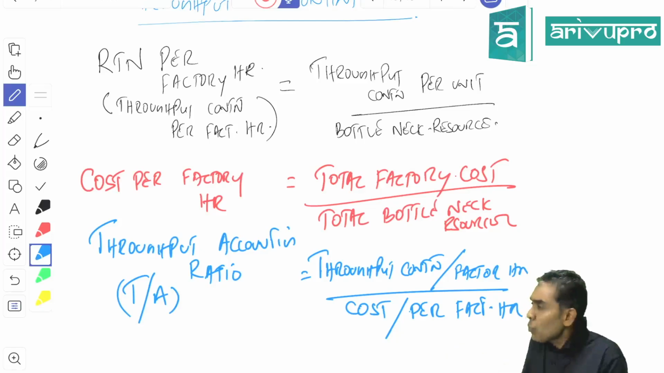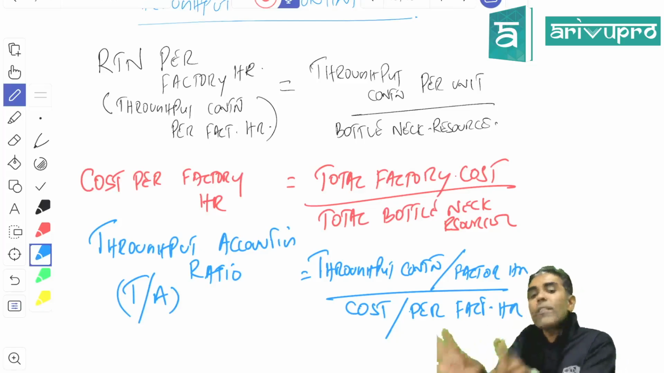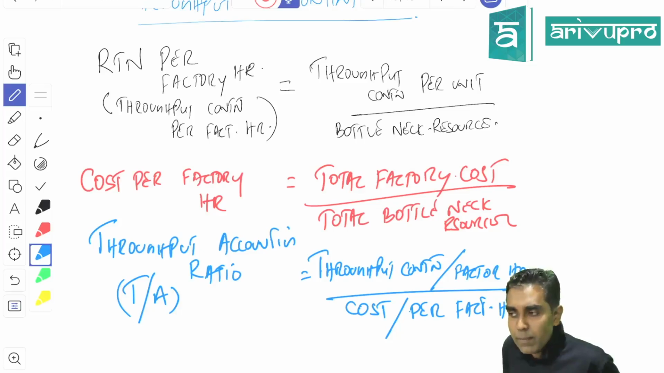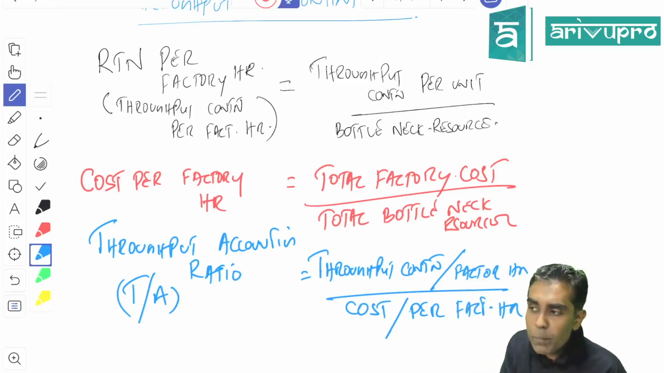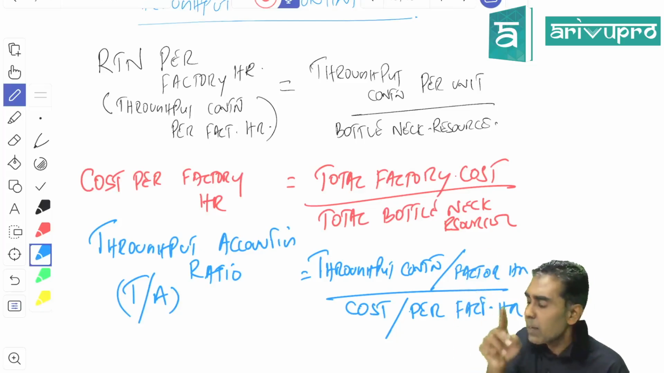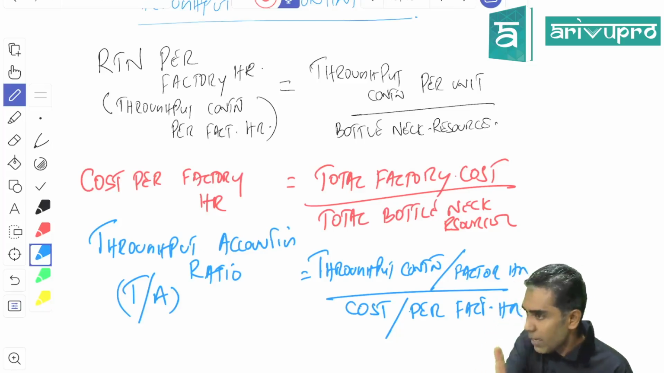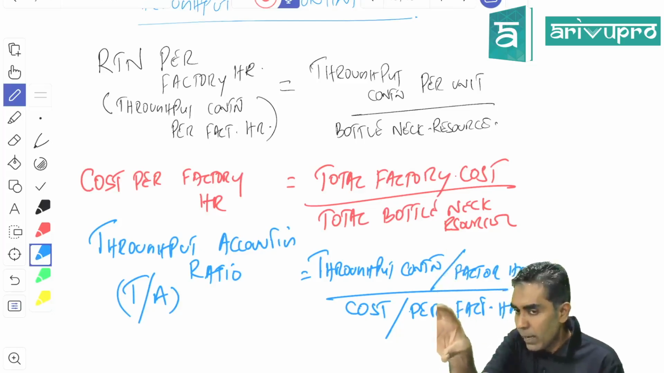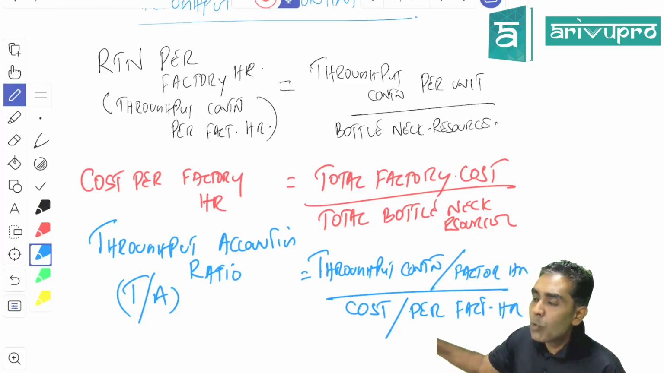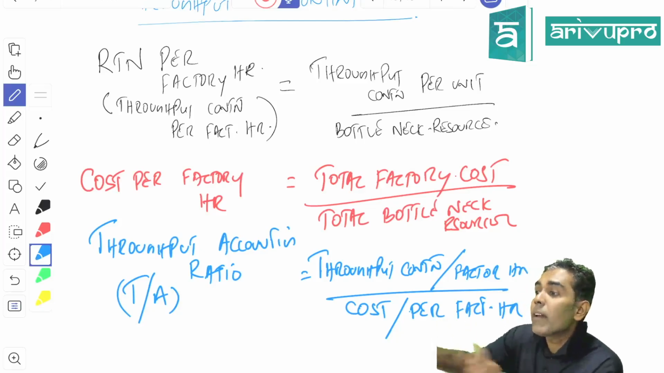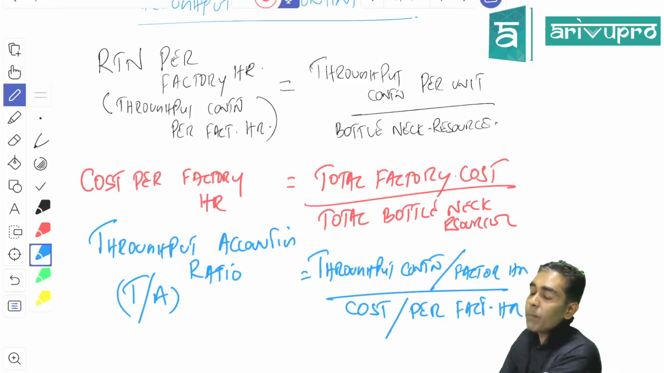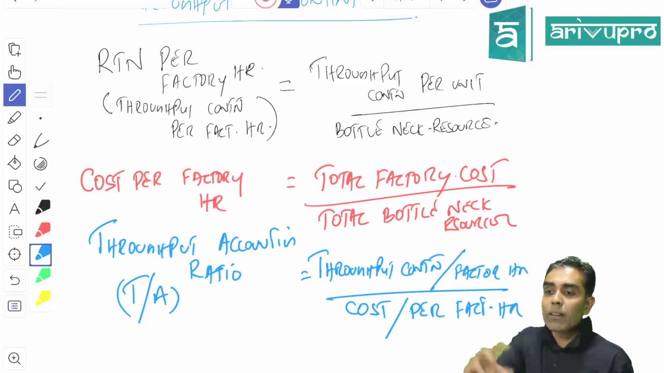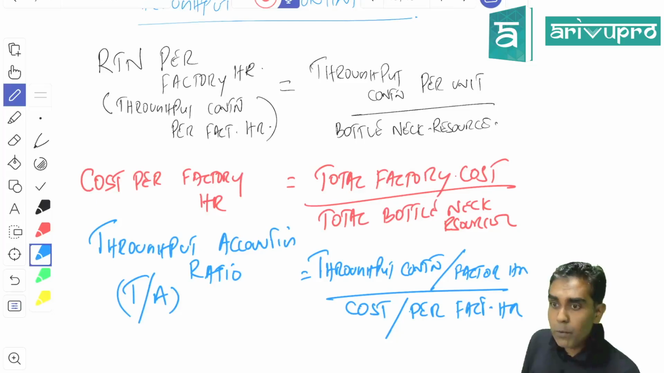Sometimes these two techniques give you two different answers. Do you remember? We ranked the products based on contribution per limiting factor. We said A is the most lucrative product, first A, second B. Same question, listen very carefully. If you try throughput accounting, it may give you the other way around: B first, A second.